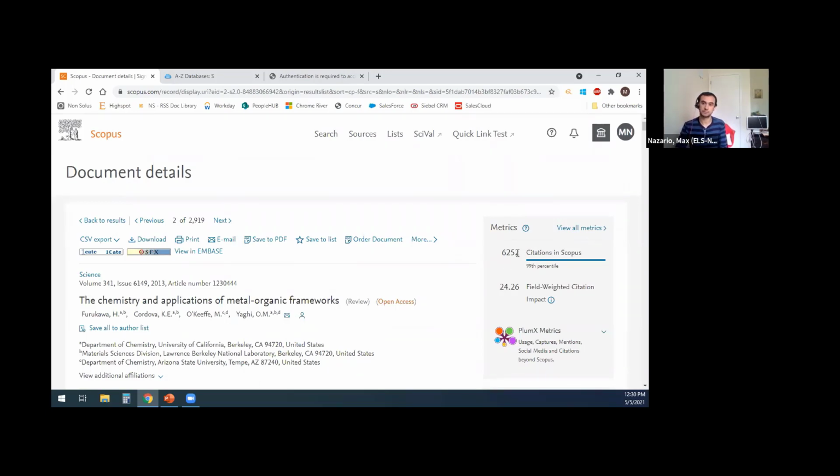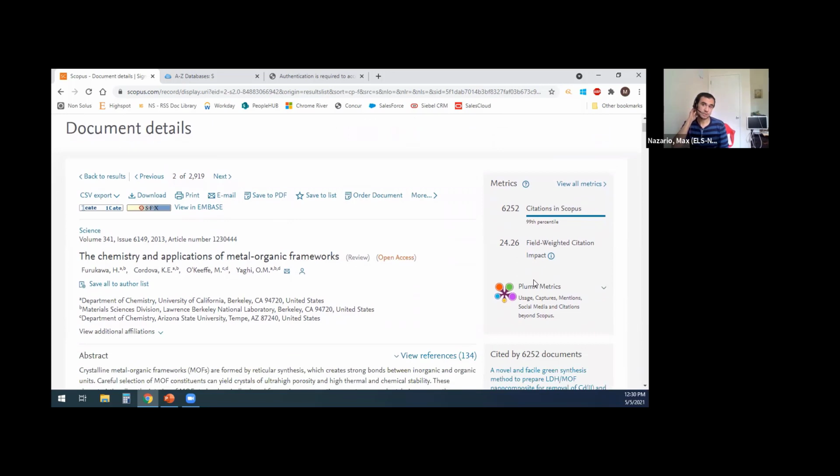any kinds of alerts for your email. Scopus also includes some other metrics, such as the field-weighted citation impact. Field-weighted citation impact is essentially a factor of comparing this document to other papers in its field. In this case, the field-weighted citation impact is 24, meaning this paper is 24 times as cited as the average paper in its given field.